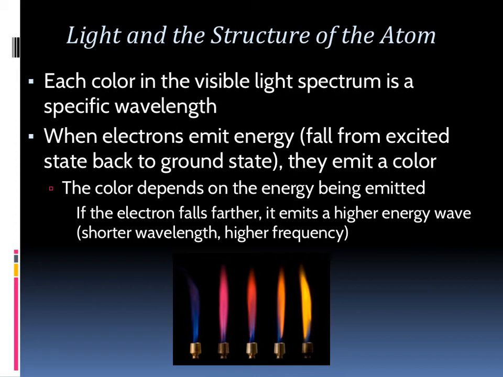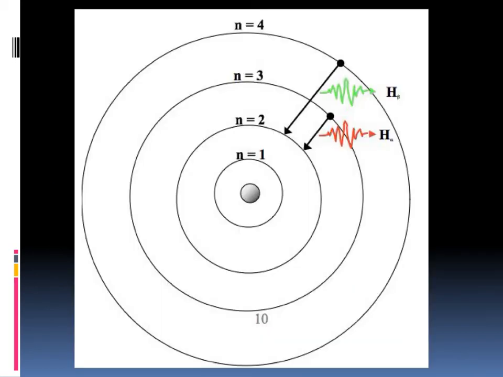If it falls further, it's going to give off a higher energy wave because it released more energy. If it falls only a short distance, then it's going to give off less energy and more like a red or orange color. So here's kind of a depiction of this. This is actually one of your practice questions. This is the first practice question, where I ask you to draw an image of a Bohr model of an atom, and you need to show me the excited state and the ground state. So here are two different electrons going through two different states, just to show you the different colors of light.